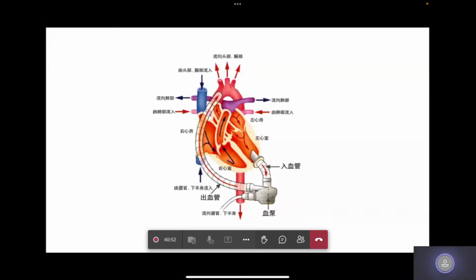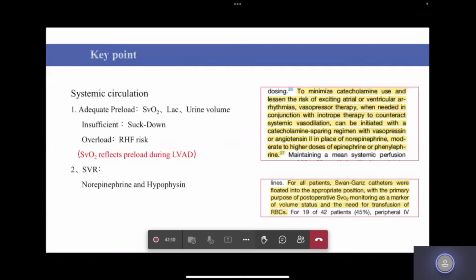Next, let's see a picture. This picture shows the blood flowing from the mitral valve into the device and being pumped out directly into the ascending aorta after the surgery. So the ejection function of the left ventricle is determined by the pump. The determinants of blood pressure are only preload and systemic vascular resistance. Only these two decide the blood pressure.